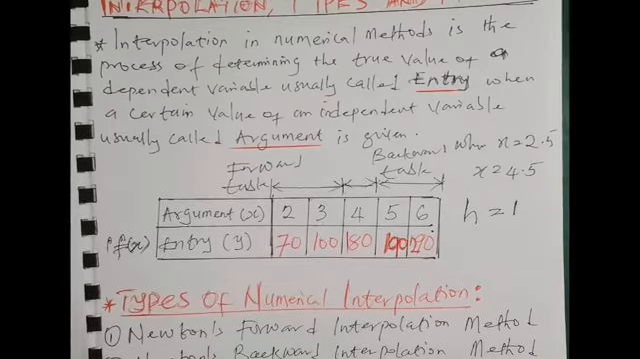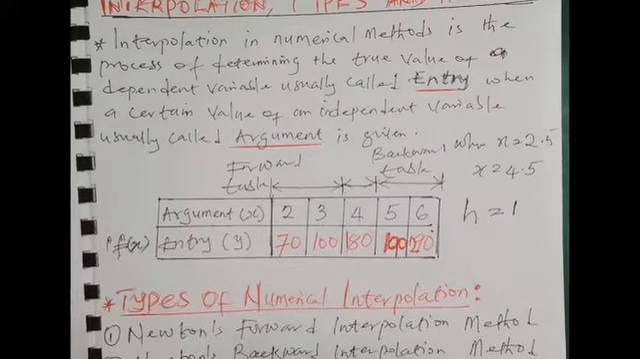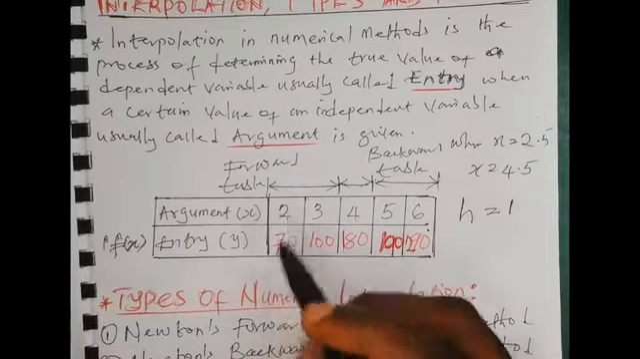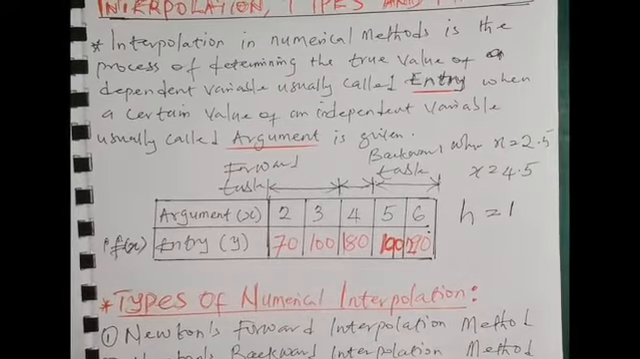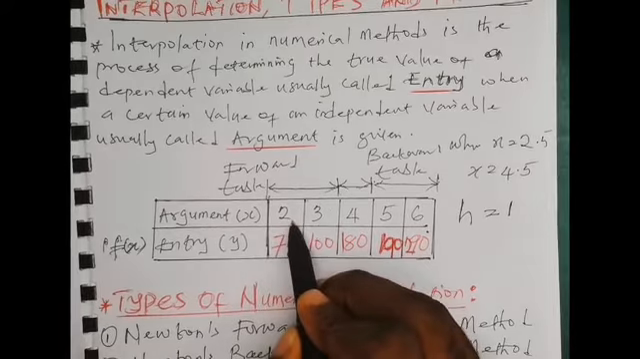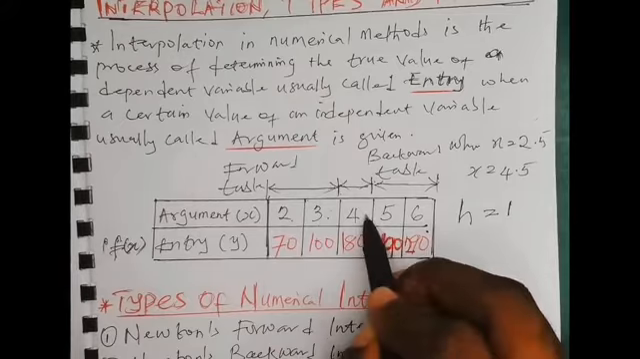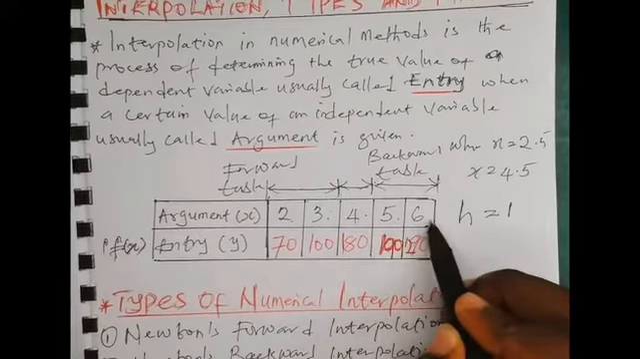Now, having talked about the types of interpolation and interpolation themselves, let's examine this table once more. In the table of values, the very first value of x is called x naught. The next value is called x1, the next is x2, this is x3, and this is x4.